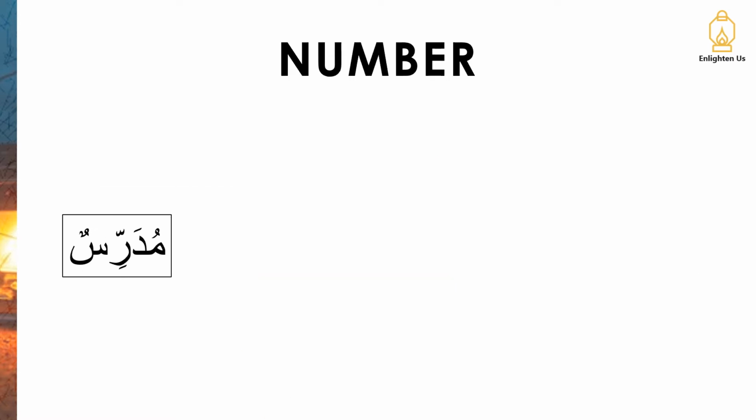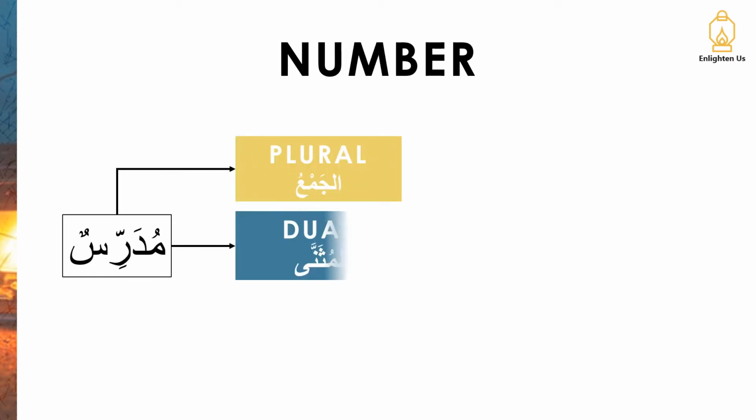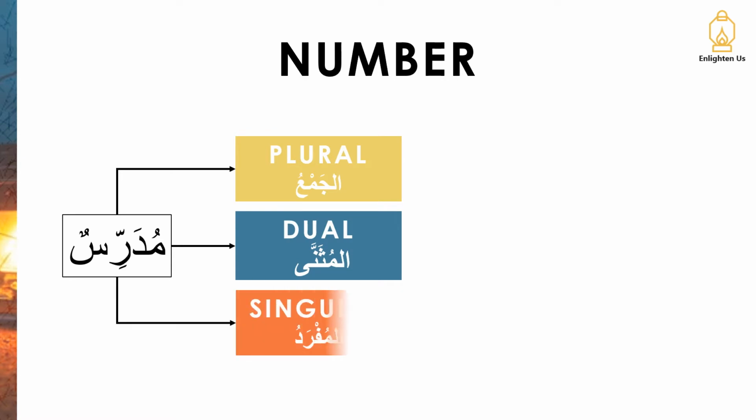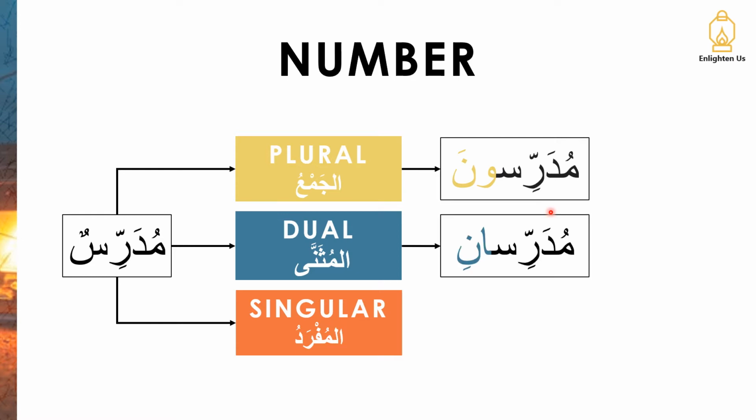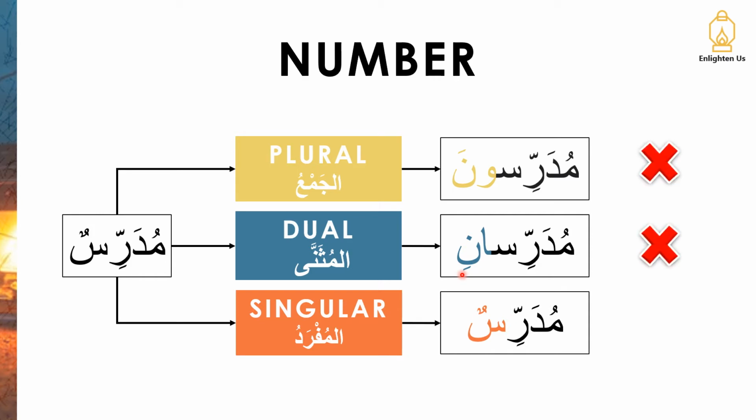Let's move on. Have a look at number. Now, if you remember, our options are plural, al-jam', dual, al-muthanna, and lastly, al-mufrad, singular. Were it to be jam', it would be mudarrisuna. Were it to be muthanna, it would be mudarrisani or mudarrisaini, and were it to be singular, mudarrisun. Now clearly the first 2 are not a match, so it must be mufrad, must be singular.